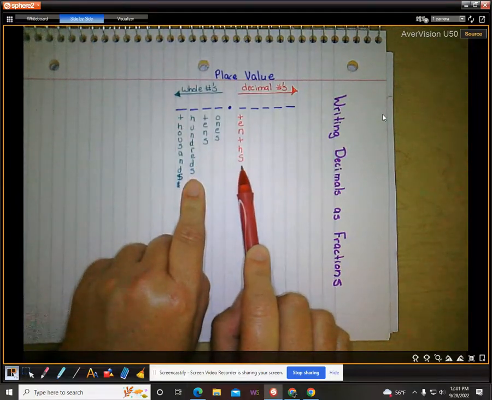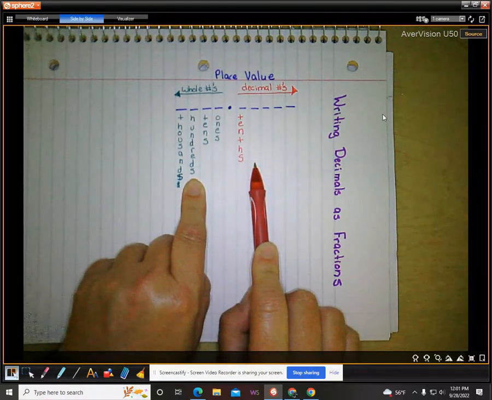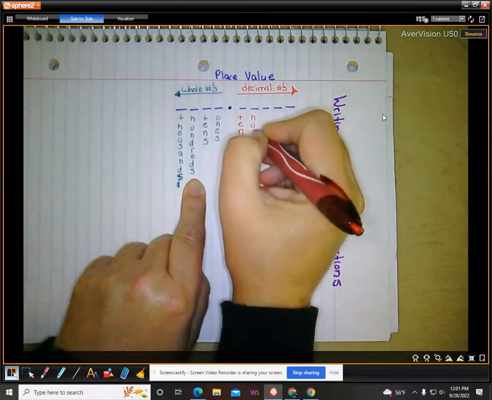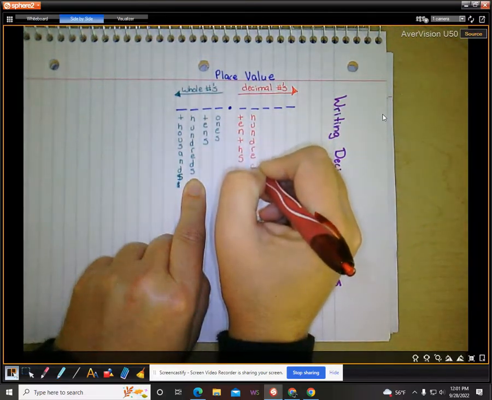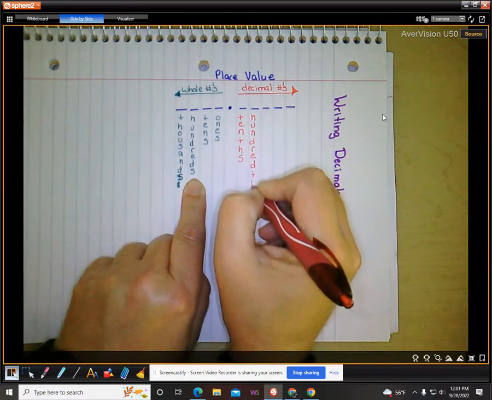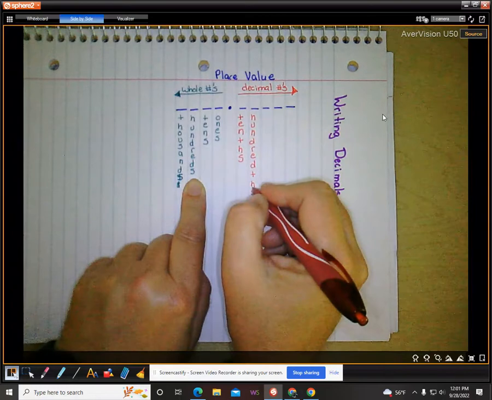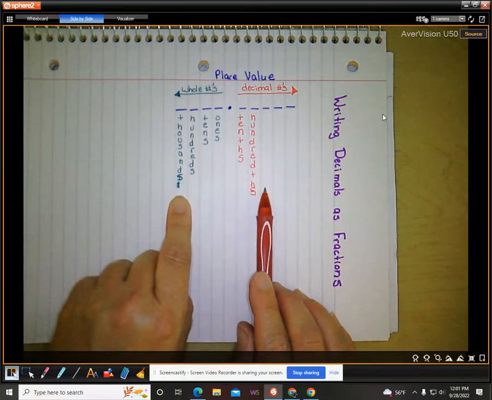Then, again, if we're mirroring, what is our next place value going to be on our decimal side? Scarlett? Hundredths. Yes. So you have 100 with the THS on the end of it. Okay. And then again, if we're mirroring, what would come next? Mateo?